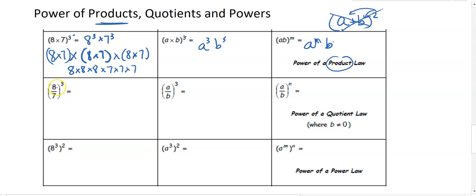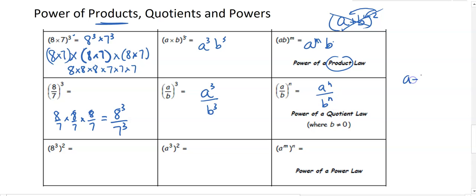Same thing with division, right? If I have 8 over 7 multiplied by itself 3 times, it's the same as 8 3 times over 7 3 times. If you have a quotient, the 3 just goes to both, right? Now, please remember, if it was subtraction, you cannot do that. That does not work. There is no power of addition and there is no power of subtraction rule. It's only with multiplication, division, and last, power of a power.